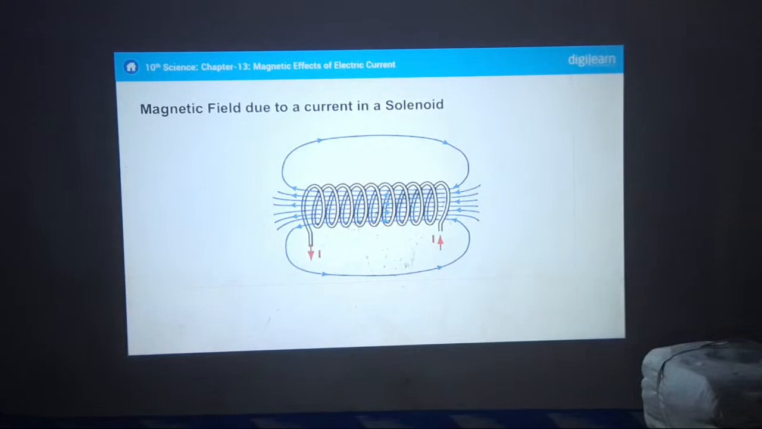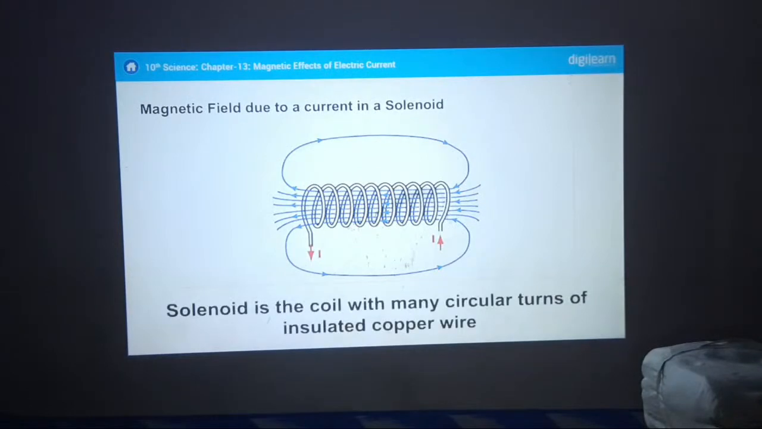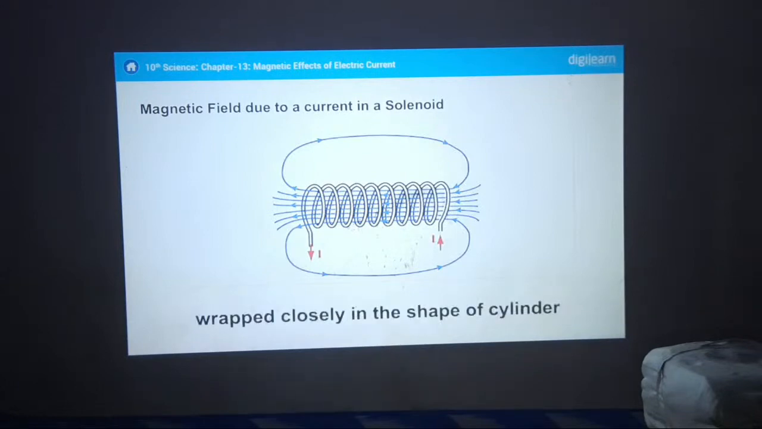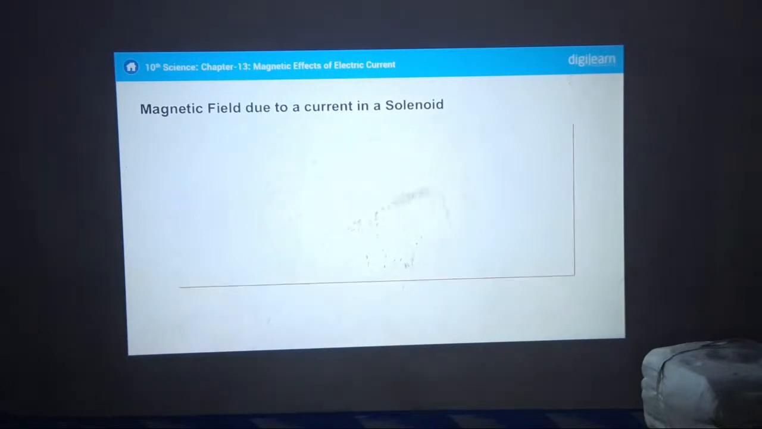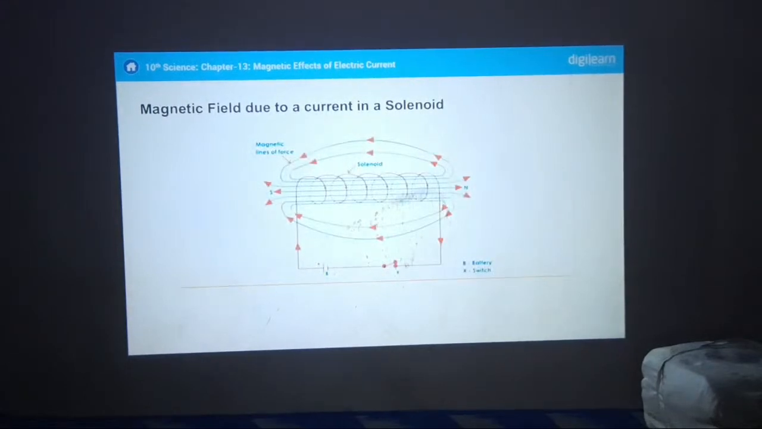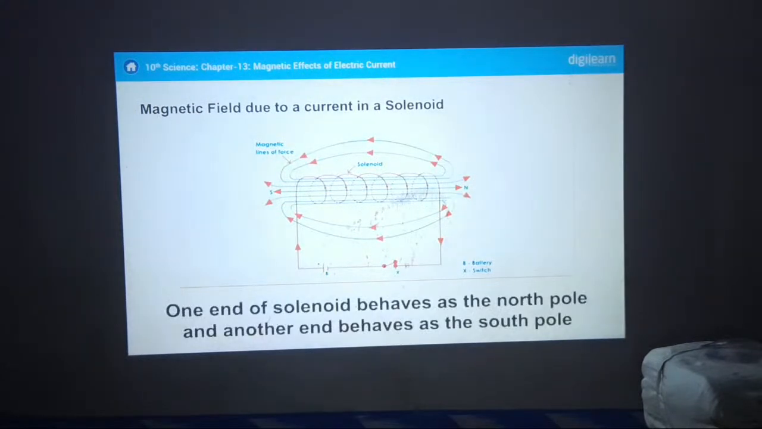Magnetic field due to a current in a solenoid. Solenoid is a coil with many circular turns of insulated copper wire wrapped closely in the shape of a cylinder. A current-carrying solenoid produces a similar pattern of magnetic field as a bar magnet. One end of solenoid behaves as the north pole and another end behaves as the south pole.